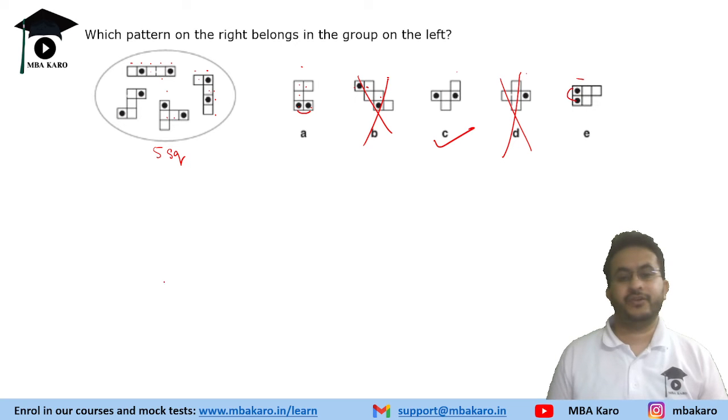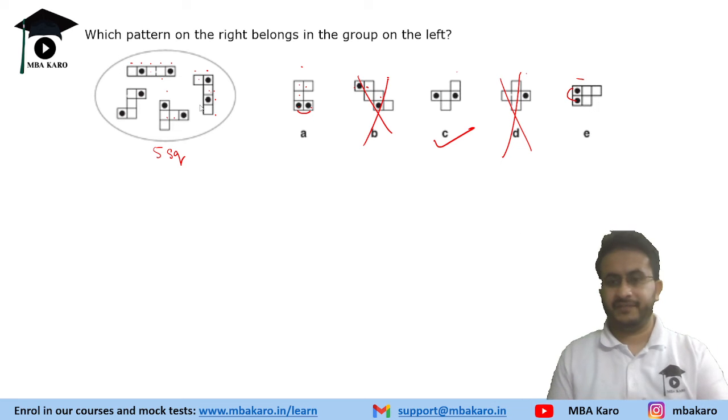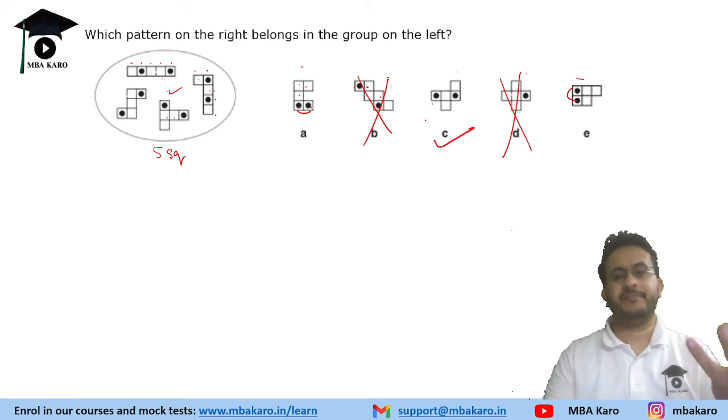So the answer is option C: 5 squares, and there are two dots, and those two dots should not be adjacent, which we see in all these images. So this follows the same logic.